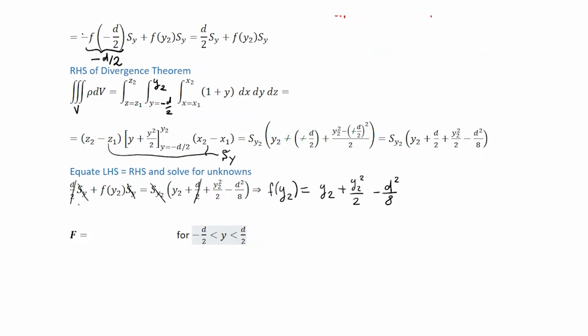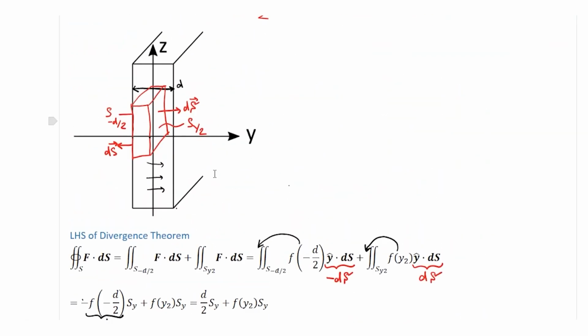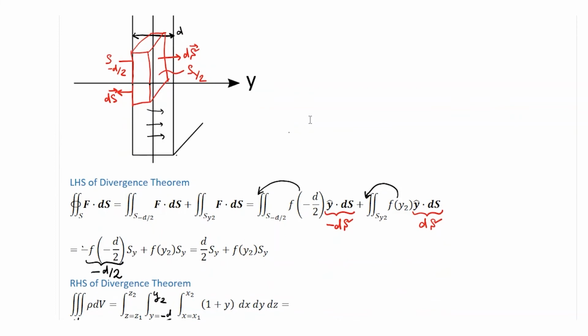So we can get f equal to y plus y squared over 2 minus d squared over 8. And the direction is y hat. We found the field outside, we found the field inside, and this is all there is to this problem.